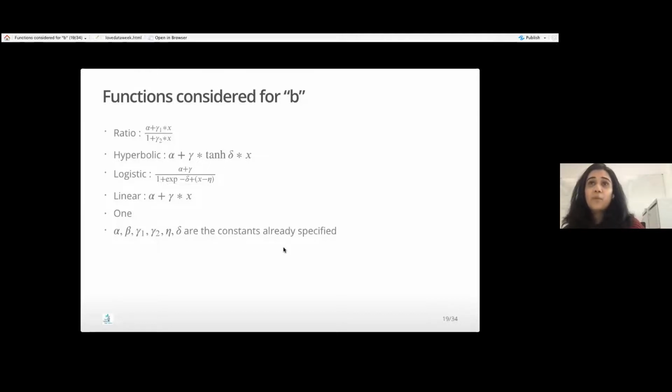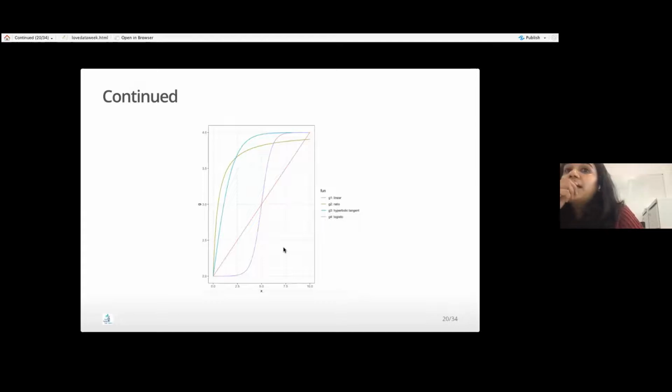So there is an option for g of b equal to 1, as well as f of W equal to 1, where there is no effect of the distance from the boundary, and also no effect of the envelope width. The constants alpha, beta, gamma 1, gamma 2, eta, and delta are already specified, so we give values to them. This is what I meant when I said the functions actually increase for a specified period and then saturate, and this happens except for the linear function.